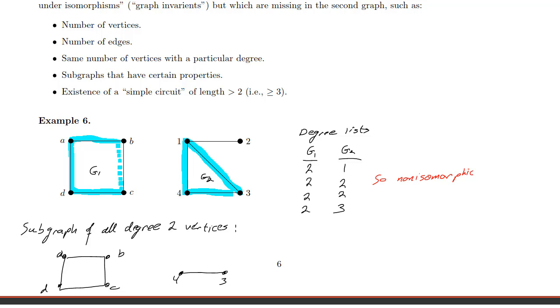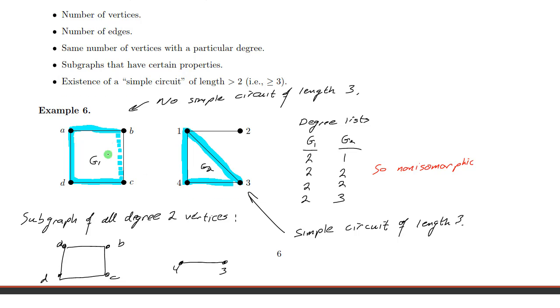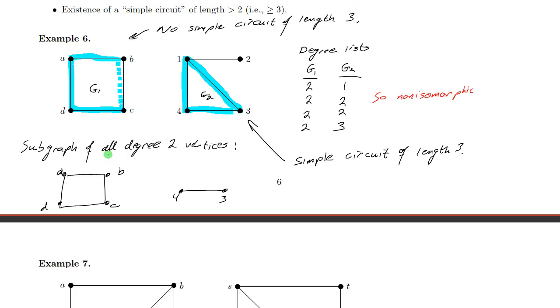So we have a simple circuit of length 3, but our first graph has no simple circuit of length 3. If there were, that would give us one way of properly associating vertices in one graph with the other. I could simply travel around the circuit in both of them and assign the pairs of vertices as we come to them. That would be one way to create the isomorphism, again, if there is one.